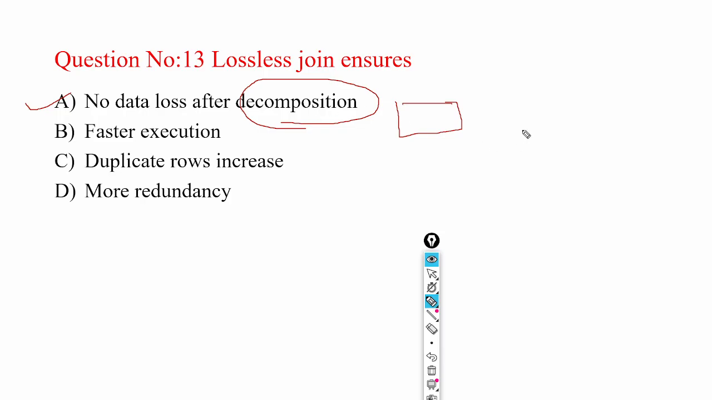For example, the student table is there. This student table is divided into separate tables. Student details are separate and department details are separate. So after joining, the complete original table should be returned. So that is nothing but the lossless join. No data loss after decomposition.